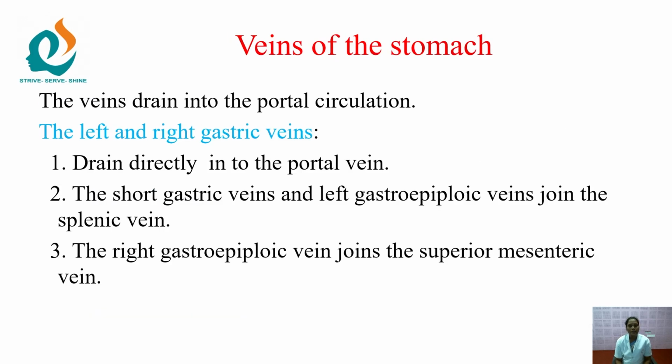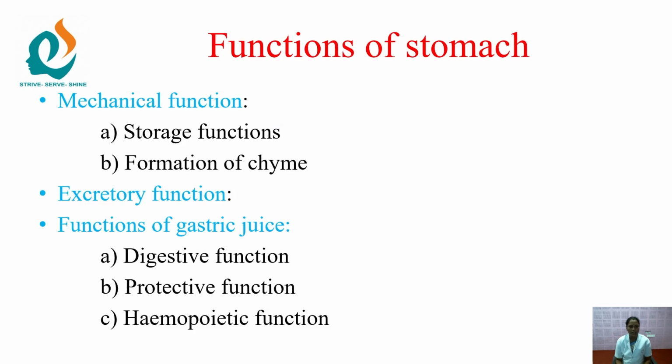Then what is the vein supply of the stomach? The veins drain into the portal circulation. The left and right gastric veins drain directly into the portal vein, and the short gastric vein and left gastroepiploic vein join the splenic vein. The right gastroepiploic vein joins the superior mesenteric vein. So the veins of the stomach are the left and right gastric veins, which drain directly into the portal circulation.